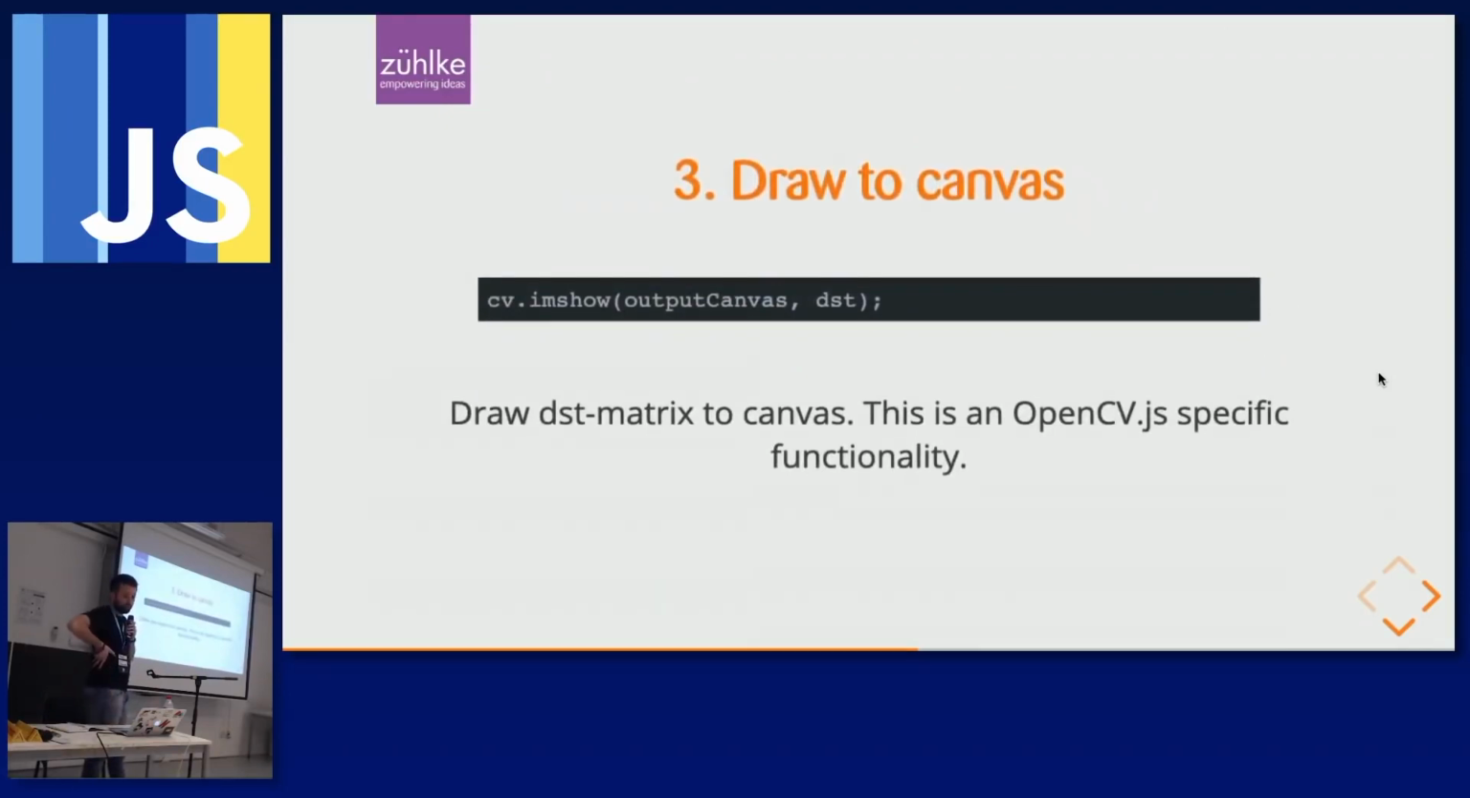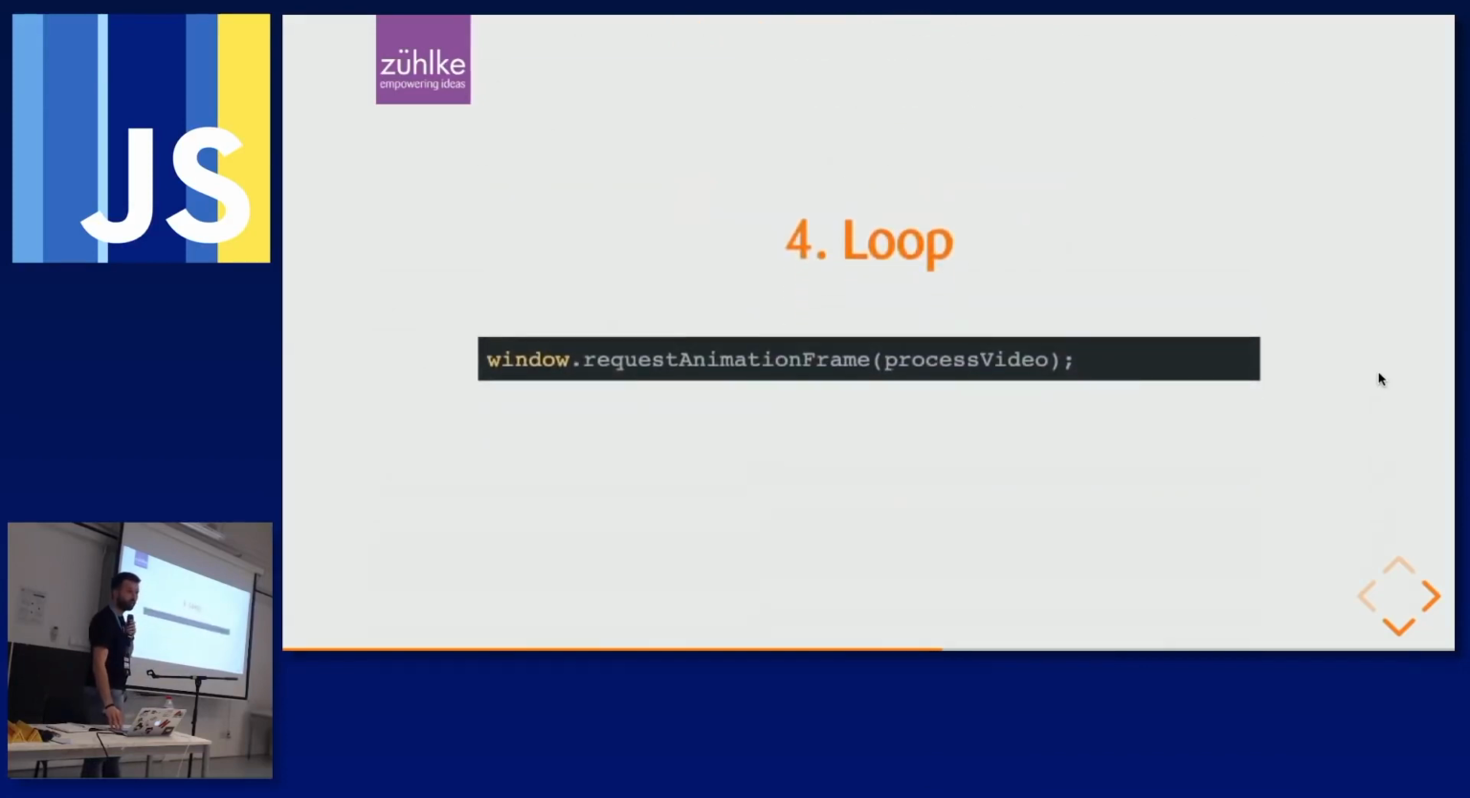And last but not least, we call imshow. We have to input the canvas element here, so OpenCV knows about that canvas element, and we say which matrix should be printed onto or drawn onto that canvas. And since the destination matrix is now our grayscale matrix, this is what we want to do. And in the end, loop it.